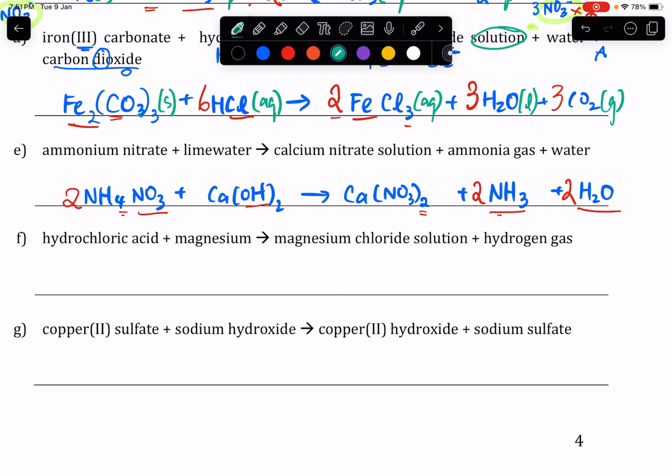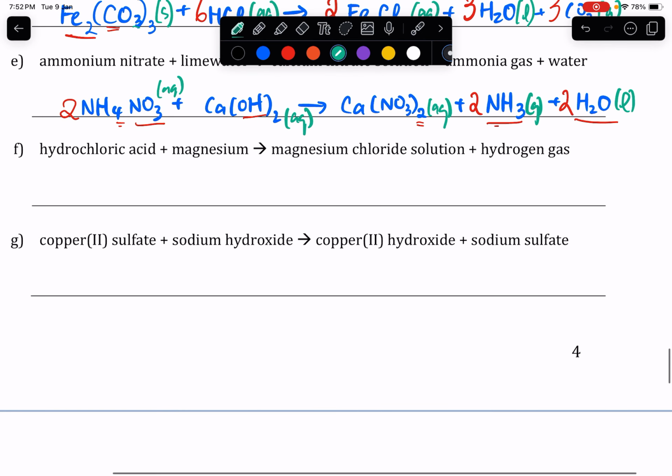Okay, now let's add state symbols. Ammonium nitrate: all ammonium and all nitrate salts are soluble, so they are typically in aqueous state. Lime water is calcium hydroxide in aqueous state. Calcium nitrate solution is a solution, so it's in aqueous state. Ammonia gas is a gas, so it's a gas. Water is water, so it's liquid. Okay, coming to an end.